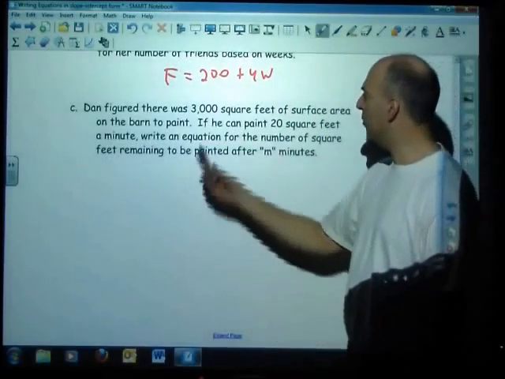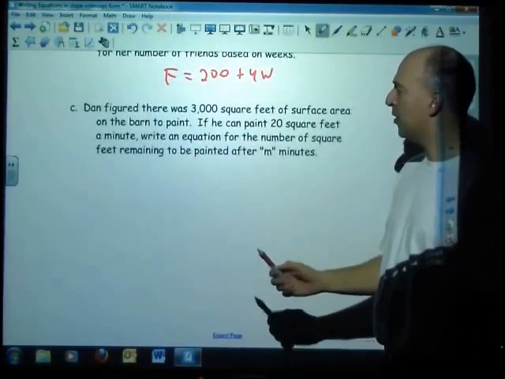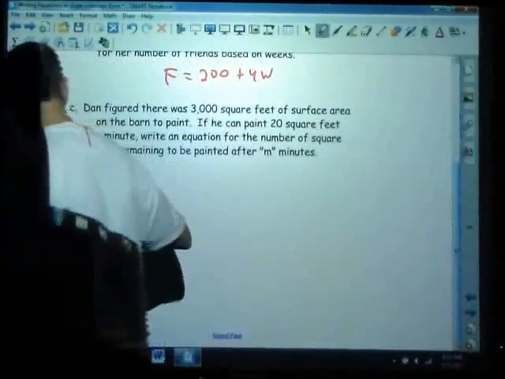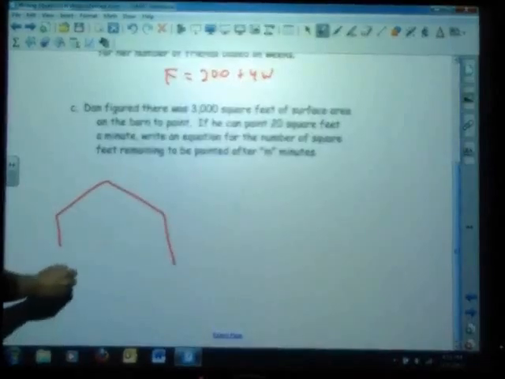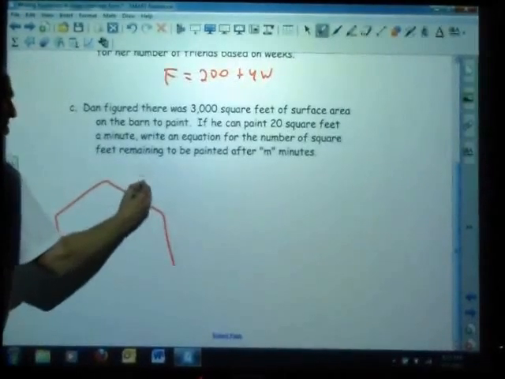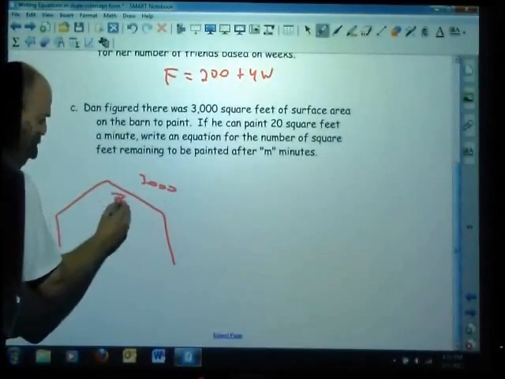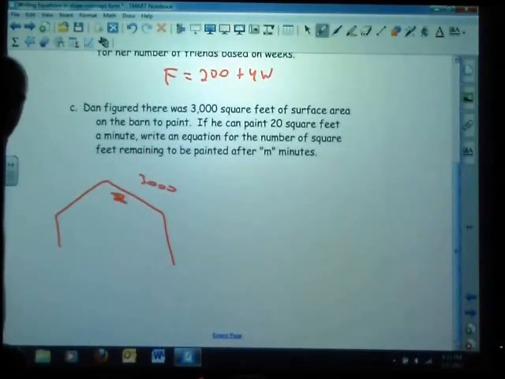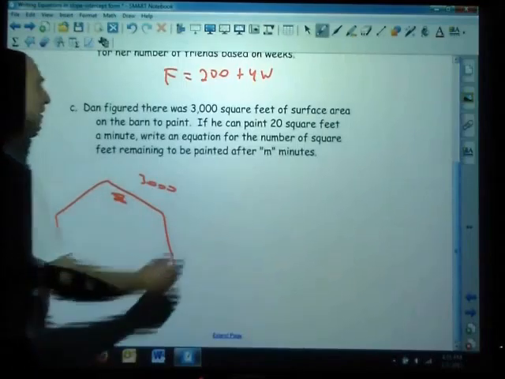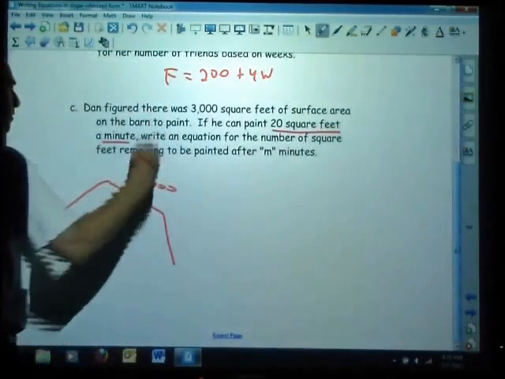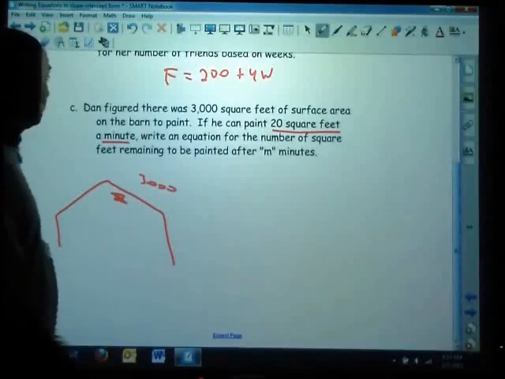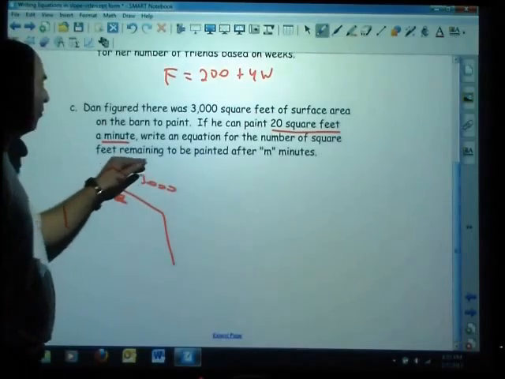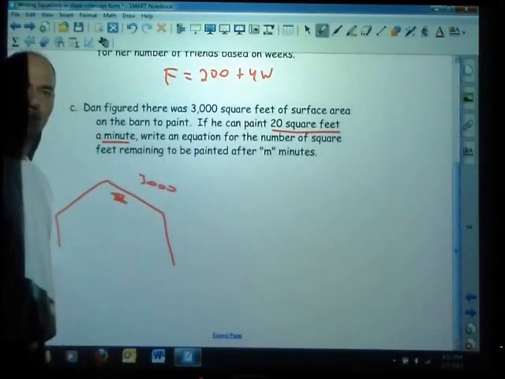Dan figured there were 3,000 square feet of surface area on the barn to paint. He's painting a barn. Okay? You don't have to do this, but you can make a drawing of that. He's got 3,000 square feet to start with to paint, and he starts to paint it. And he can paint 20 square feet a minute. That's pretty impressive if you think about that. He must have one of them power spray painters. Write an equation for the number of square feet remaining to be painted after M minutes.